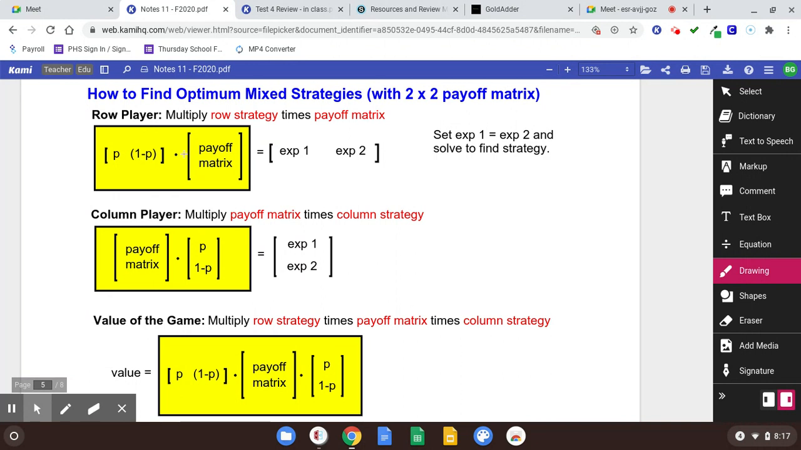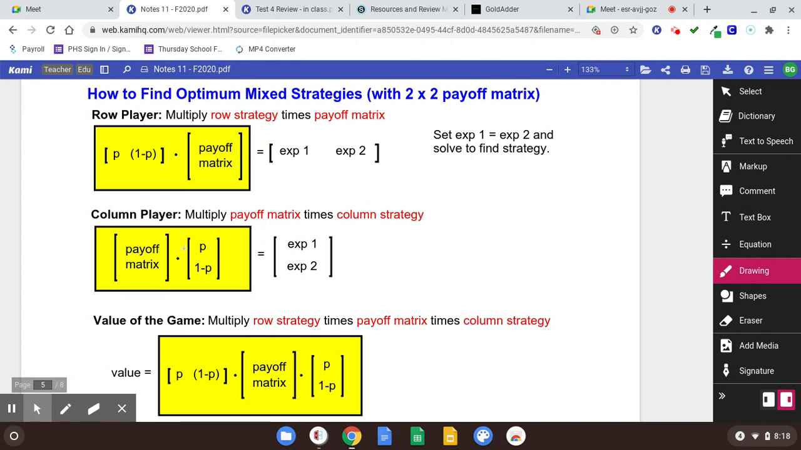And so you're going to multiply the row strategy times the payoff matrix, and you're going to get this. It's going to be some algebraic expression and another algebraic expression. And what we're going to do is set expression 1 equal to expression 2 and solve. All right, it's not that hard. The hardest part is multiplying the matrices. You probably forgot how to multiply matrices. Now the column player is basically the same thing, but notice it's backwards.